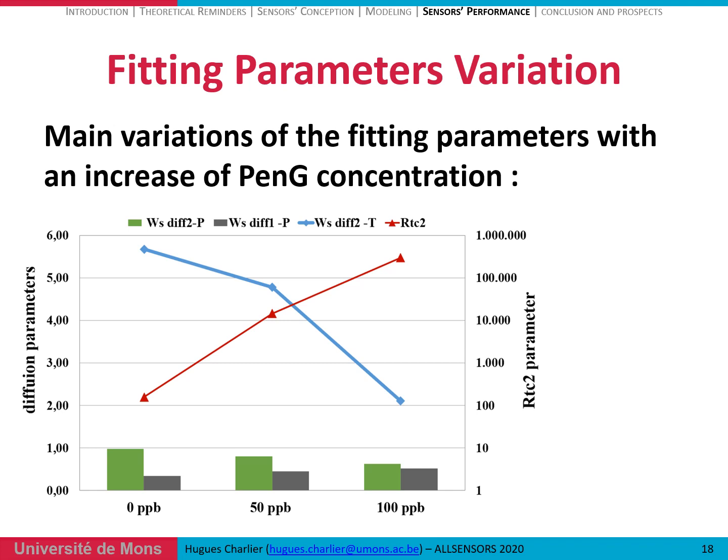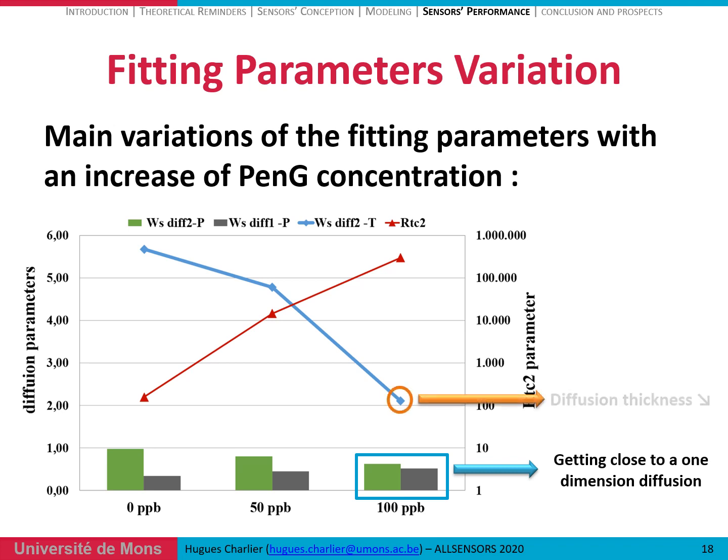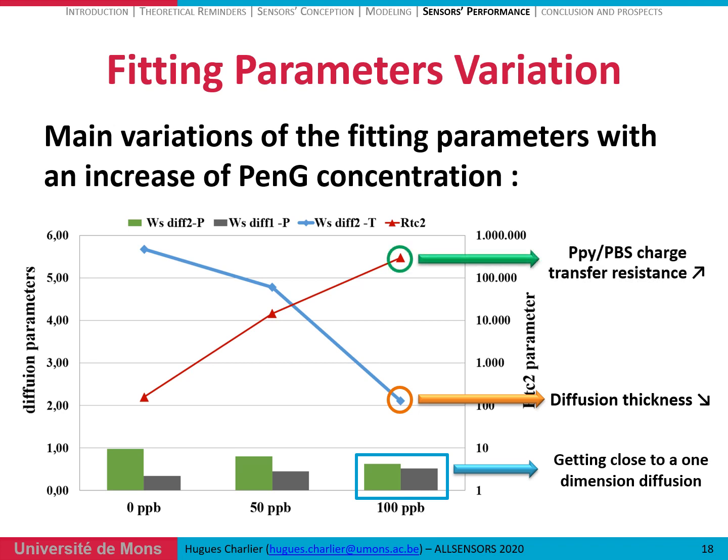As for example, with the P parameter, we can say that when it gets close to a 0.5 value, we are close to a one-dimension diffusion. In the same order, with the evolution of the T diffusion parameter, we can say that the diffusion thickness is decreasing quite a lot during the detection step. And last but not least, with the evolution of the charge transfer resistance between the polymer and the solution, we can see that there is a lot of increase of the resistance parameter, which can be due to the fact that during its adsorption, the penicillin G prevents the charge from going from the polymer to the solution.